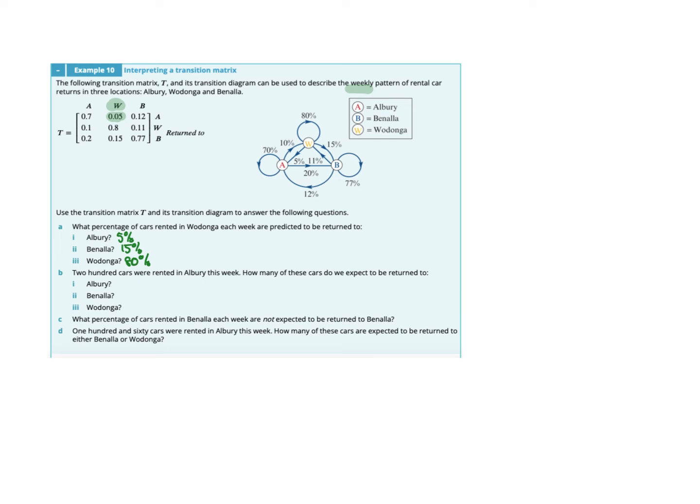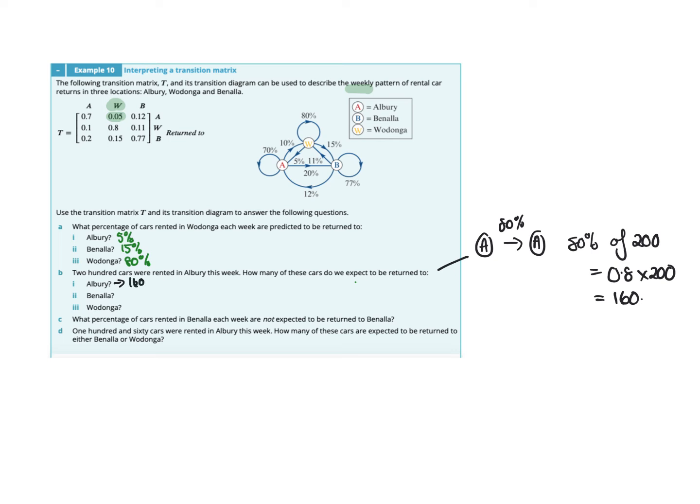Okay, now they've said 200 cars were rented at Albury this week. How many of these cars are expected to be returned to Albury? The first one's at Albury. So we have 200 cars at Albury, and we know Albury back to Albury is 80%. So we want 80% of 200, you can just do 0.8 times 200 if you like, which equals 160.